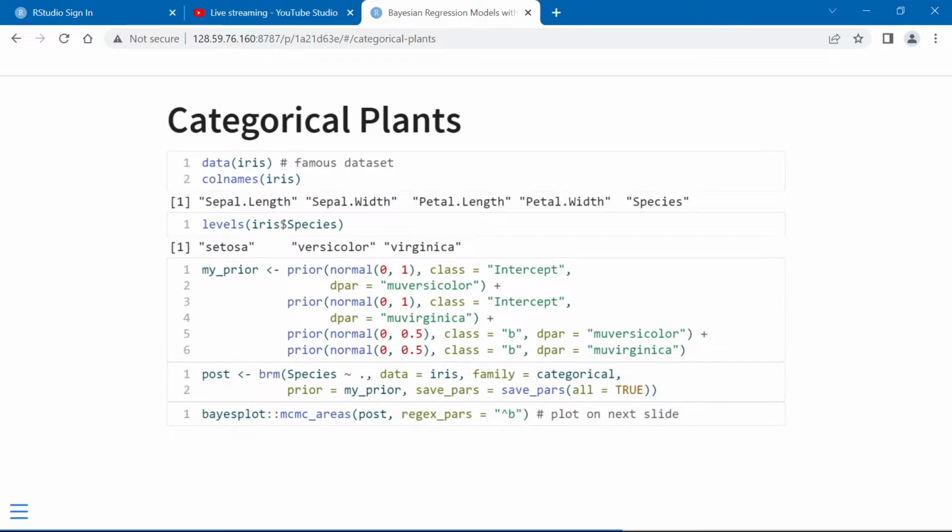versicolor, and virginica. And the task is to predict which species of iris the nth plant is, using information about the length and width of its petals on the flowers, and also the length and the width of the sepal, which I think is like the neck of the plant.